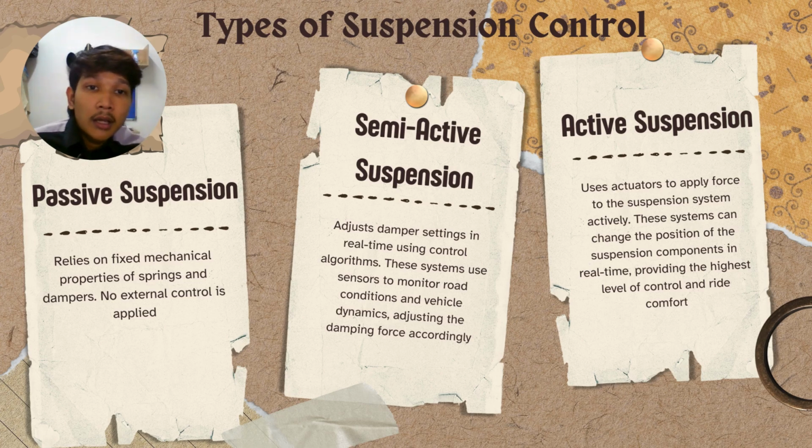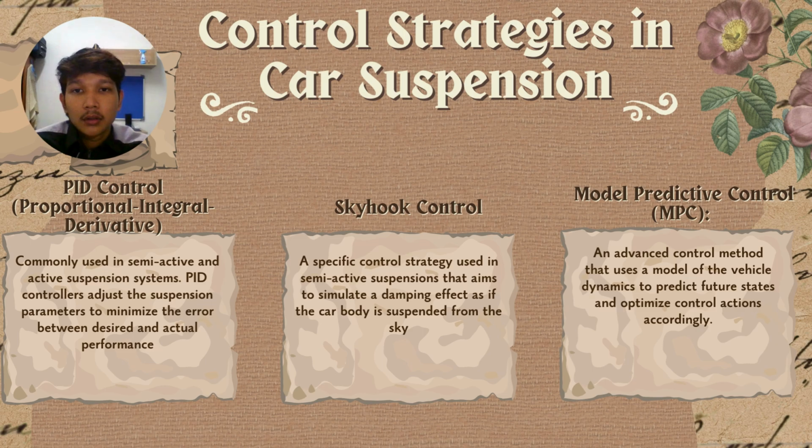Okay, the last one, active suspension. It uses actuators to apply force to the suspension system actively. The system can change the position of suspension components in real time, providing the highest level of control and ride comfort. Control strategies in car suspension have three types.